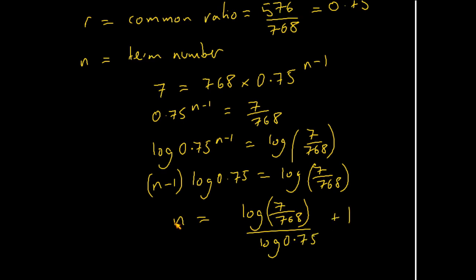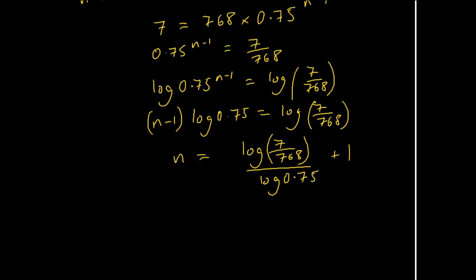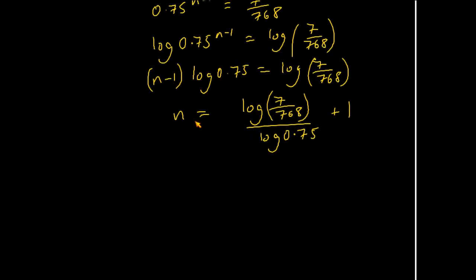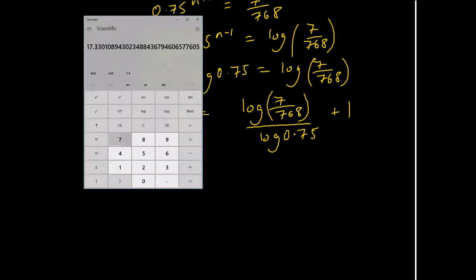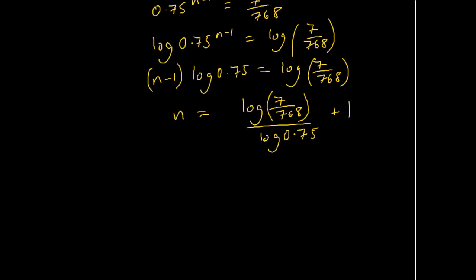Alright, so I can work that out, and that will give me the term number for when the term is 7. That's not going to be an integer, but I'll work that out, and the answer that we need will be the next valid integer. So if I get my calculator, I can do 7 divided by 768, and then take the log of that, and then divide that by the log of 0.75. That gives me 16.33, add the 1, gives me 17.33.